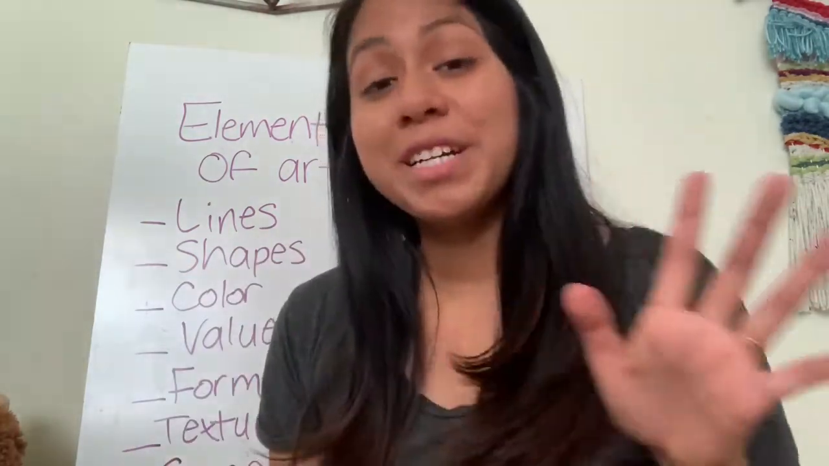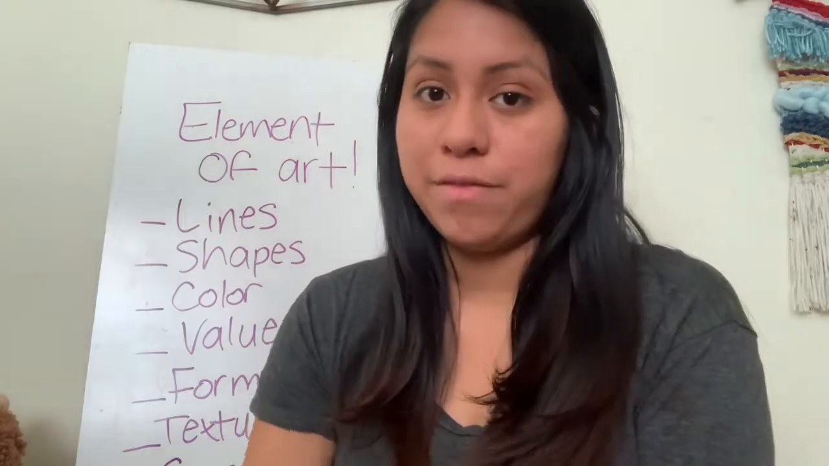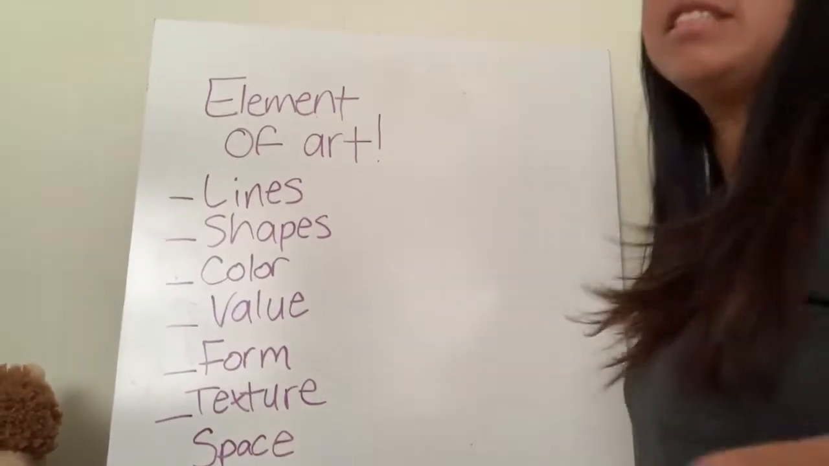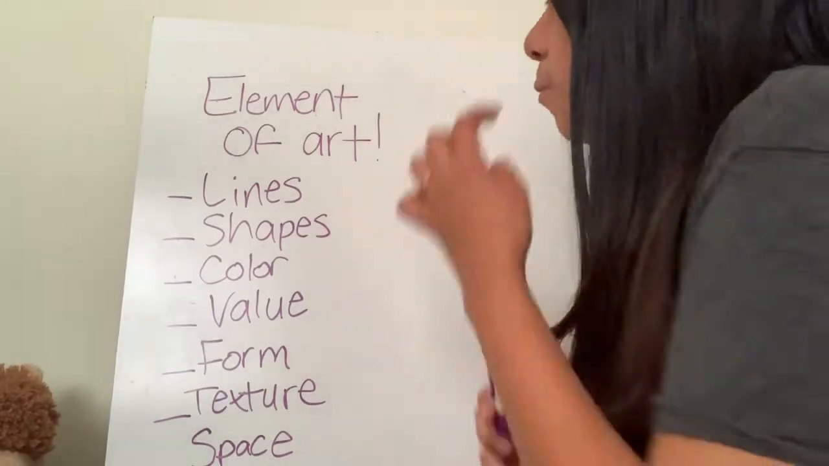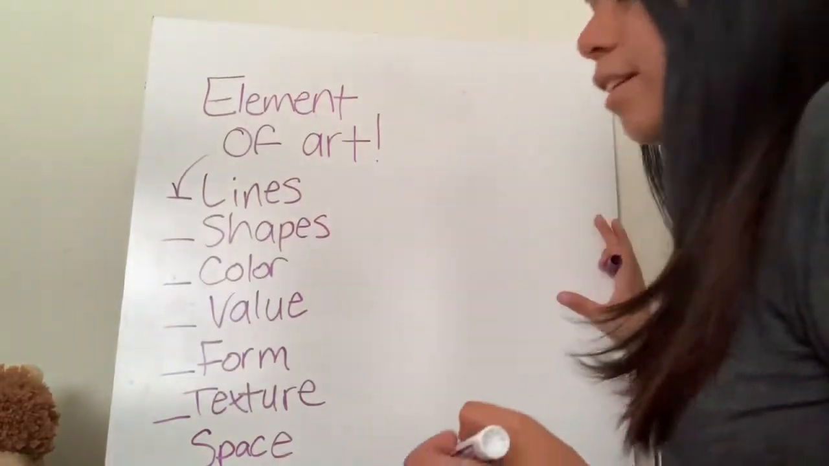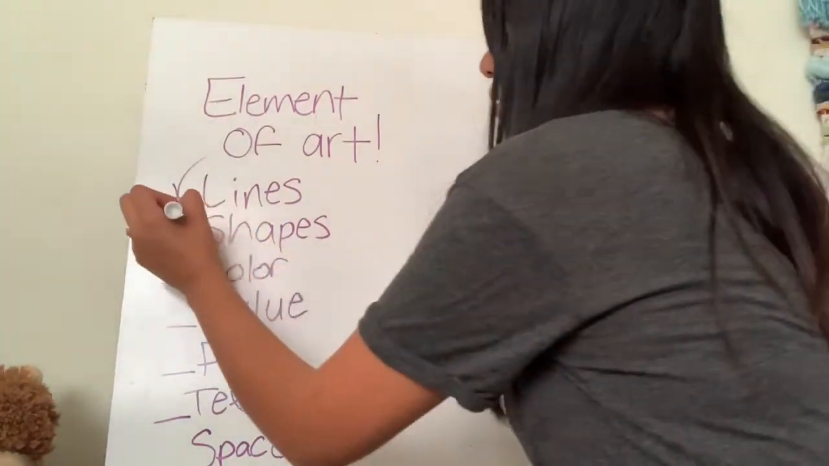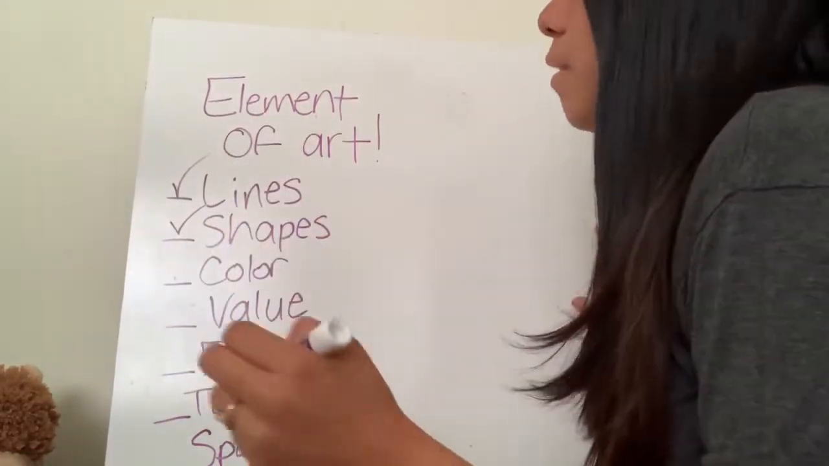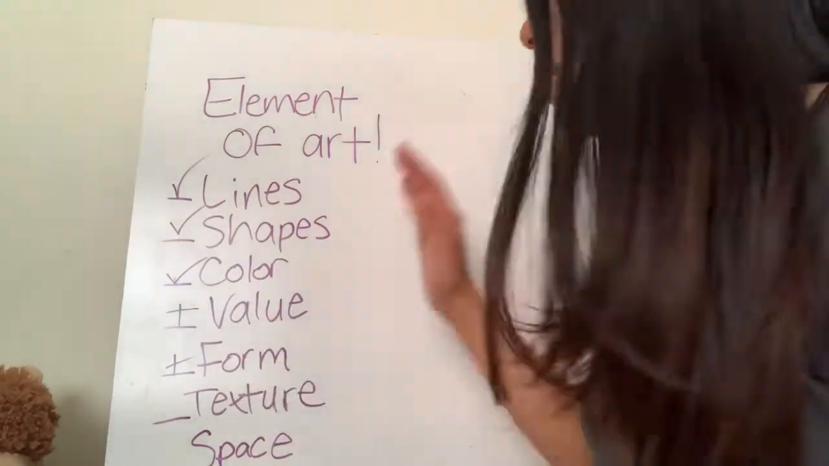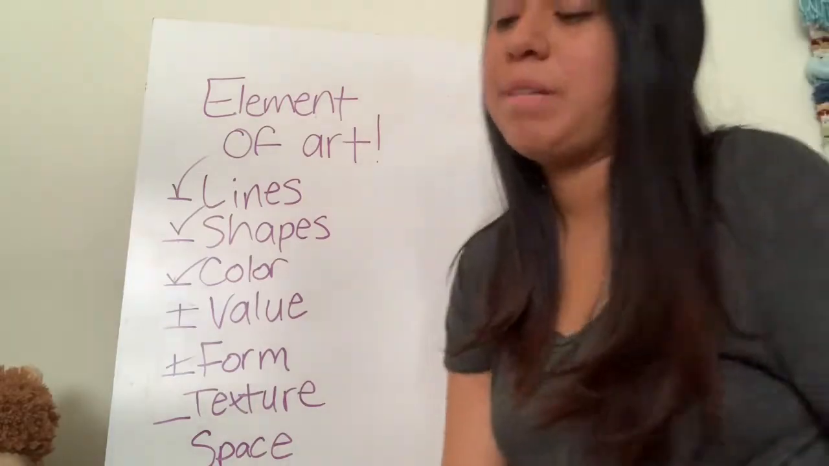So what we're going to be working on is our elements of art. Here I have my whiteboard. I have the different elements of art that we have been working on. So lines we did, so we checked that off. We did shapes, check that off. We worked on color. I'm gonna put a plus sign on both of these because these are the two elements that we're gonna be working on right now.